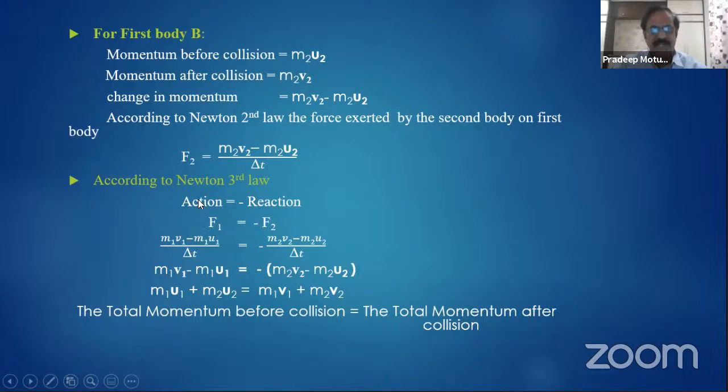F1 we already calculated as m1 v1 minus m1 u1 by delta t. The reaction F2 is m2 v2 minus m2 u2 by delta t, with a minus sign. Cancelling delta t, we have m1 v1 minus m1 u1 is equal to minus of m2 v2 minus m2 u2. Take the minus inside the bracket and rearrange the terms: m1 u1 plus m2 u2 is equal to m1 v1 plus m2 v2. This is the law of conservation of linear momentum. The total momentum before collision is equal to the total momentum after collision.